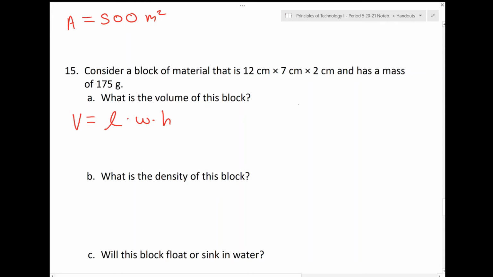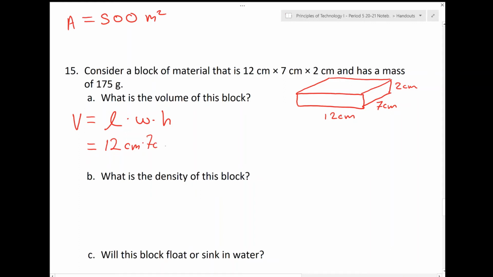So here we have a block 12 centimeters by 7 centimeters by 2 centimeters. So its length times width times height is 12 centimeters multiplied by 7 centimeters multiplied by 2 centimeters. Putting these into my calculator gives me 168 cubic centimeters.